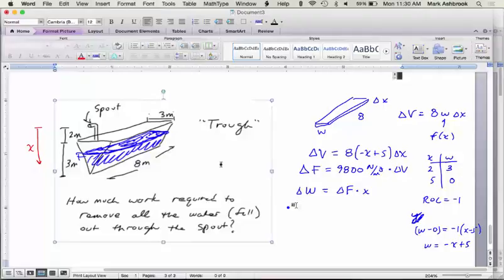So therefore, it's going to be the integral from what to what? 0 to 5? Try again. So where's the first layer? The first layer is not at 0. Where's the first layer that we're going to take? The top of the tank is x equals what? 2. Last layer is at 5.